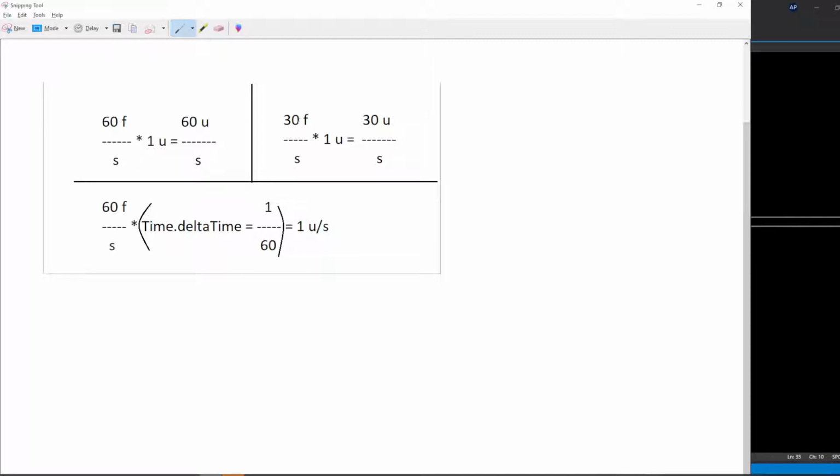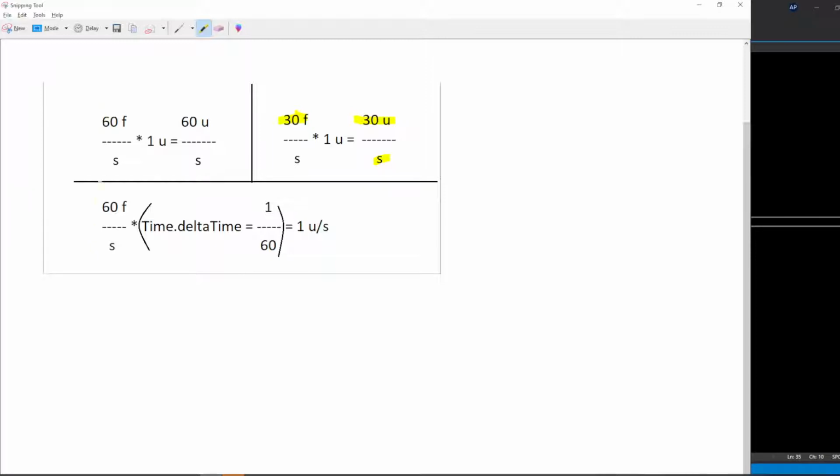Now for a user with a slower computer, we can see that we're only getting 30 frames per second. So we're going to run through the update loop 30 times in 1 second, and we're only going to move 30 units per second. So this is kind of an issue because these two players are moving at different speeds depending on how fast their computers are running. So the way Time.deltaTime does this is it kind of flips the frames per second on its head.